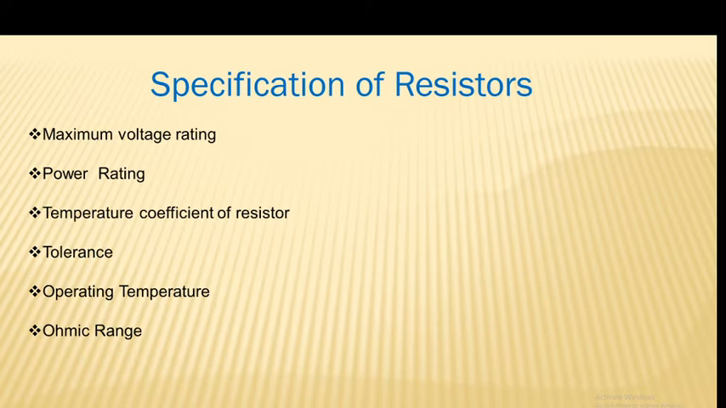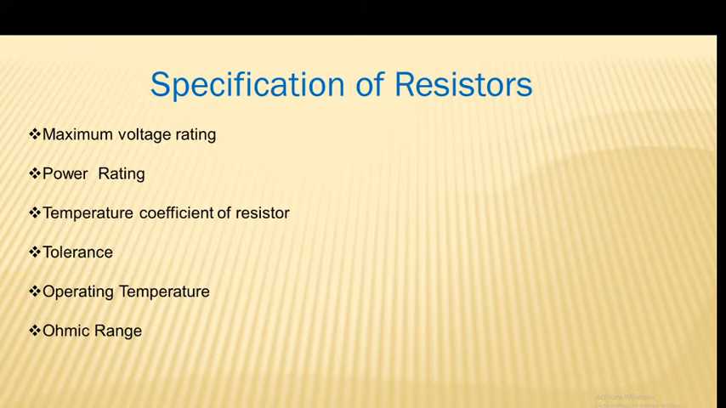The next specification is the tolerance. Tolerance is the change or deviation from the nominal value of resistance in percent. Tolerance may range from 0.001 to plus minus 20%. Different types of resistor made of different types of material may have different value of tolerance.